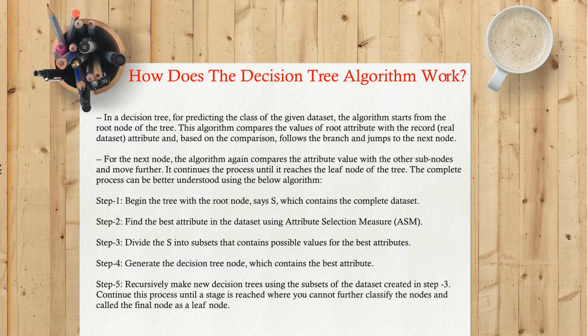Step 1. Begin the tree with the root node, says S, which contains the complete dataset. Step 2. Find the best attribute in the dataset, using attribute selection measure, ASM. Step 3. Divide the S into subsets that contain possible values for the best attribute. Step 4. Generate the decision tree node, which contains the best attribute. Step 5. Recursively make new decision trees, using the subsets of the dataset created in step 3. Continue this process until a stage is reached where you cannot further classify the nodes, and call the final node a leaf node.